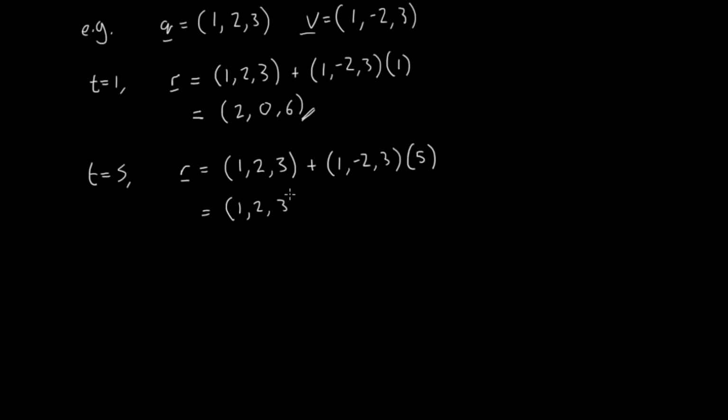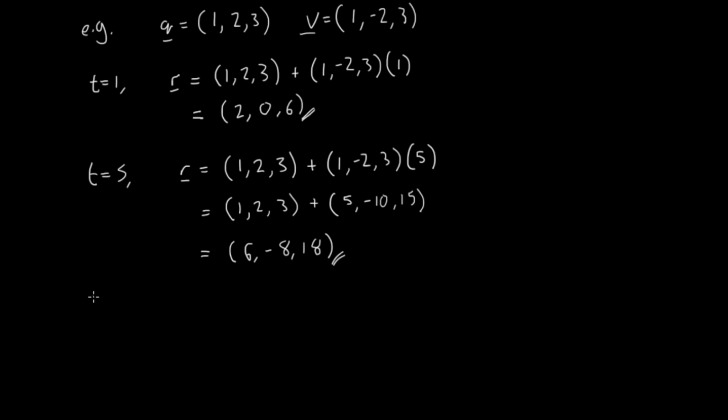So the Q vector remains the same. I'm going to have to multiply the velocity vector by 5. So we're going to have 5, minus 10 and 15. So that's 5 times 1, 5 times minus 2, and 5 times 3. So if we add these two vectors together, we have 6, minus 8 and 18. So after 5 seconds, our particle is at this position.